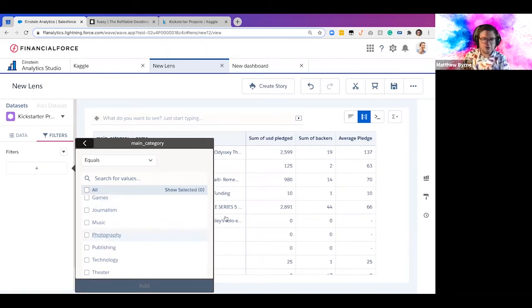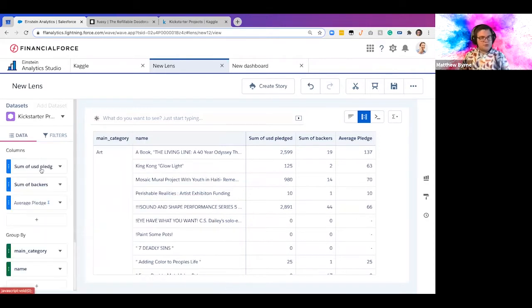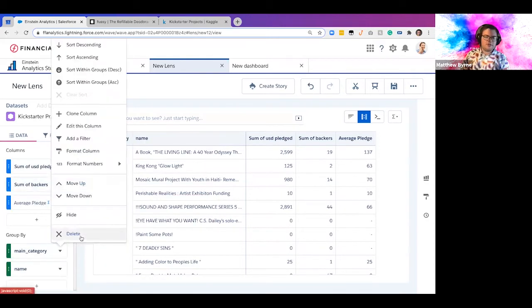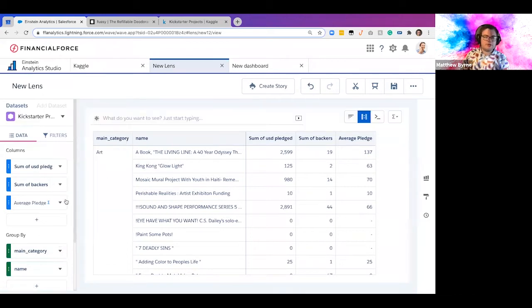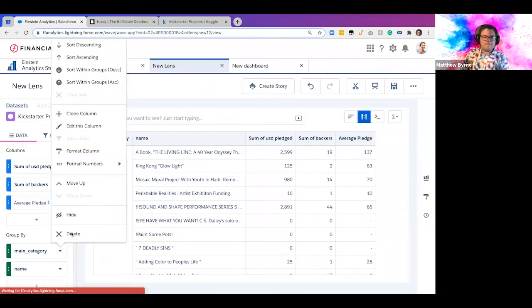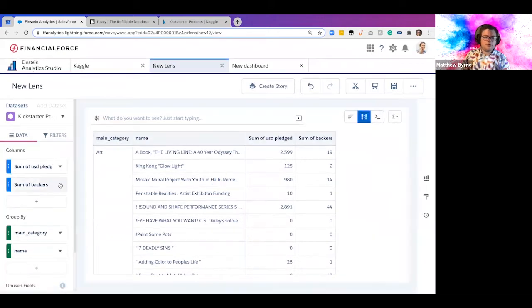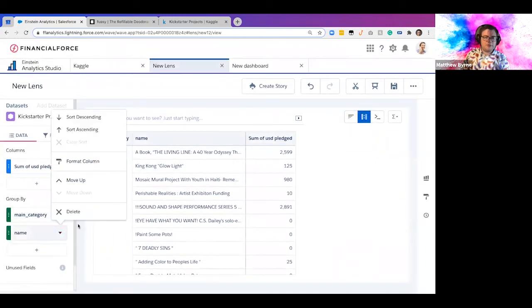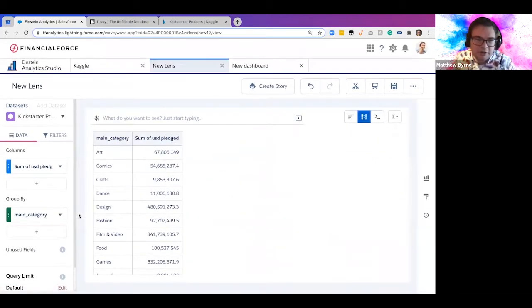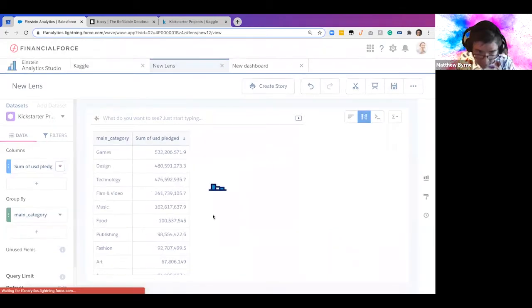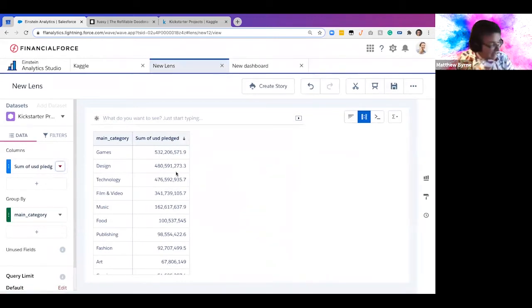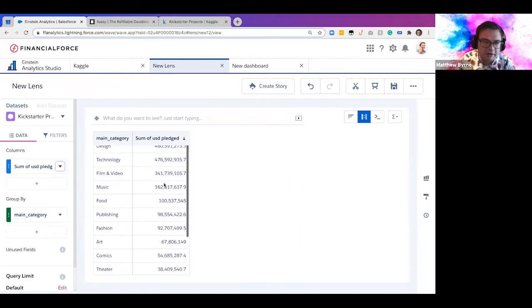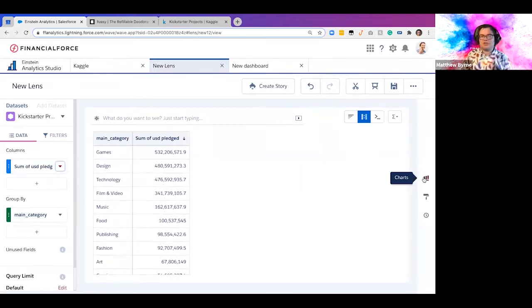Okay, technology. So in order to have a look at which ones have got the most, we're going to take off the formula first. There we go. Formula's gone. Take off the backers because we don't need that. We just want to have a look at the pledge, and we don't need the name of them. We just want to see a total for each category. And if we just sort that in descending order, you can see the category with the most is games. I don't think anyone guessed that. Design, technology's up there high. There's your list. Now we can turn these into charts.